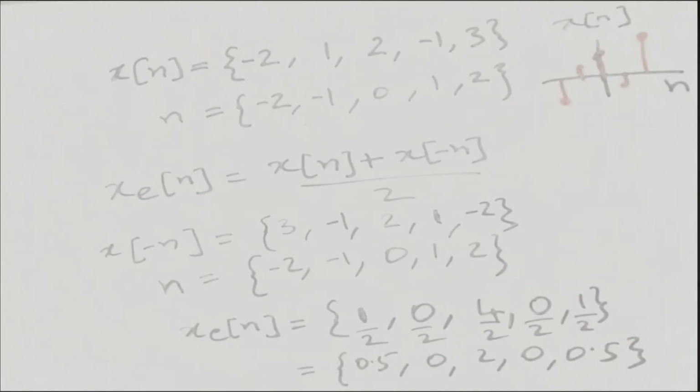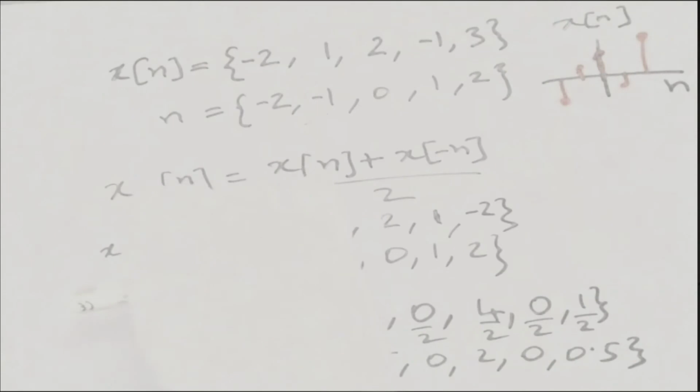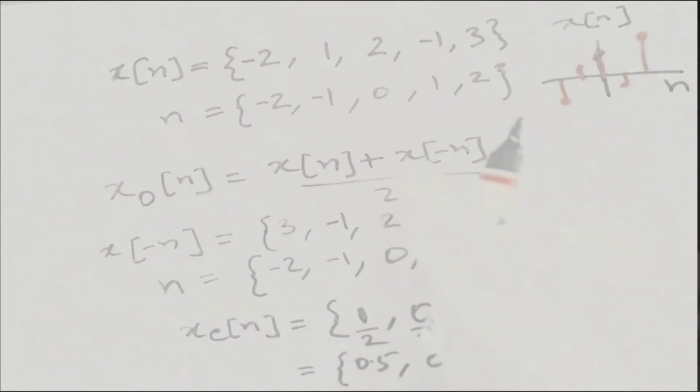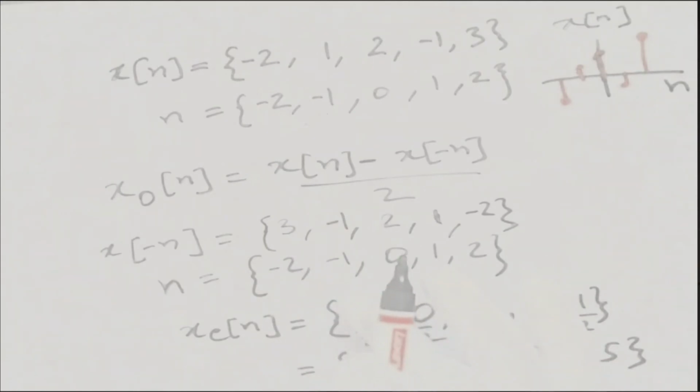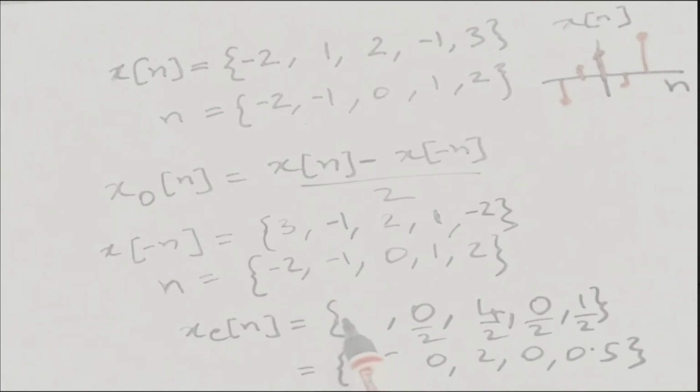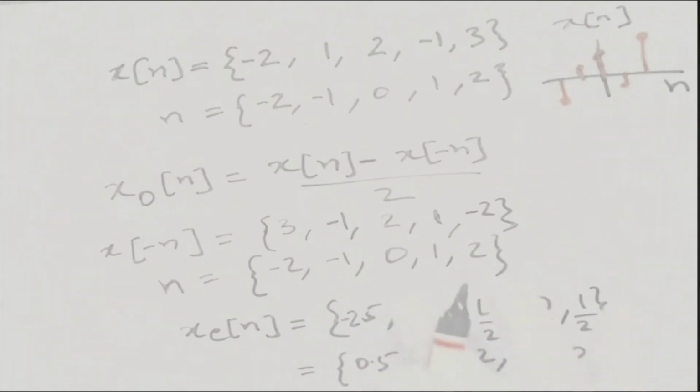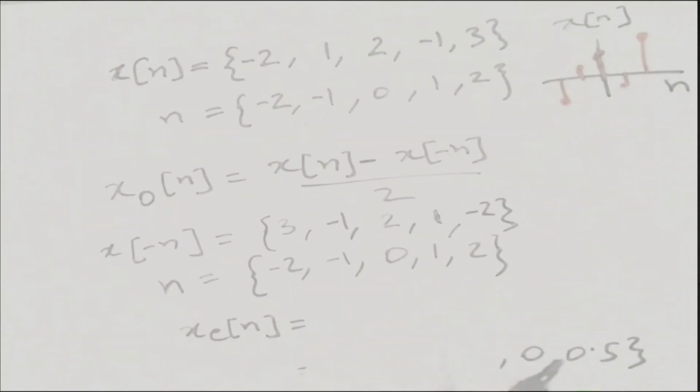So this is the even component of the given signal. Likewise, we can obtain the odd component by simply subtracting them. So the odd component can be obtained by subtracting x(n) with x(-n). So if you subtract this, x(n), minus 2 minus 3 divided by 2, this is minus 5 divided by 2, which comes out to be minus 2.5.